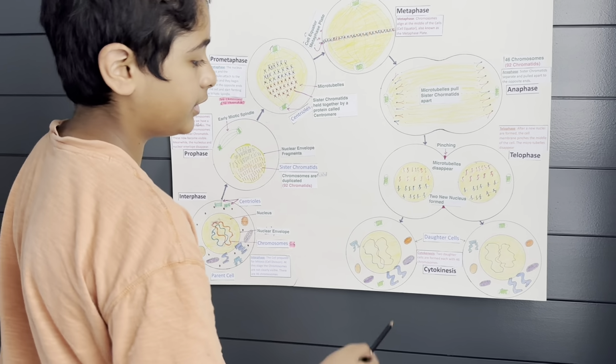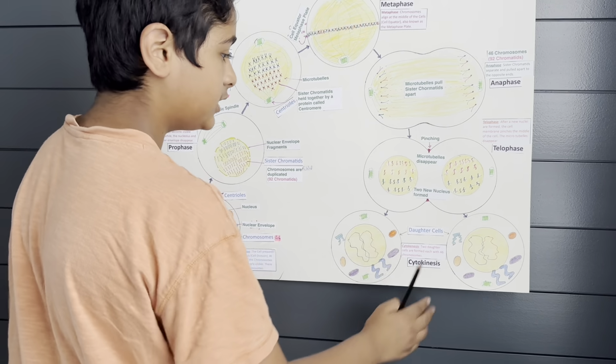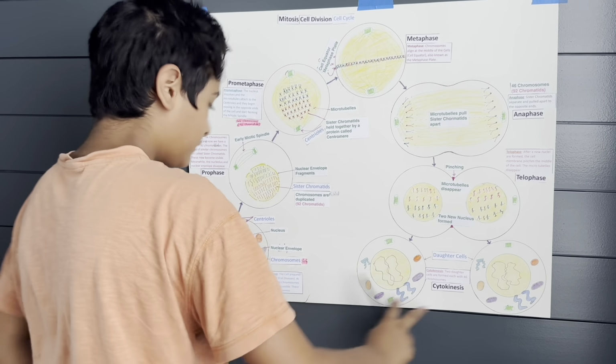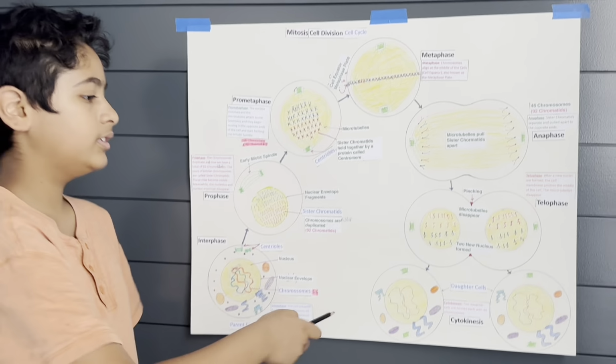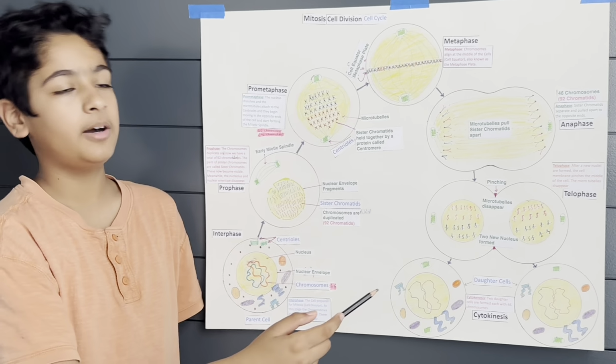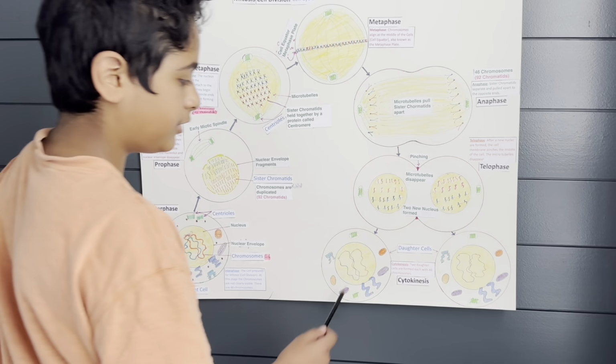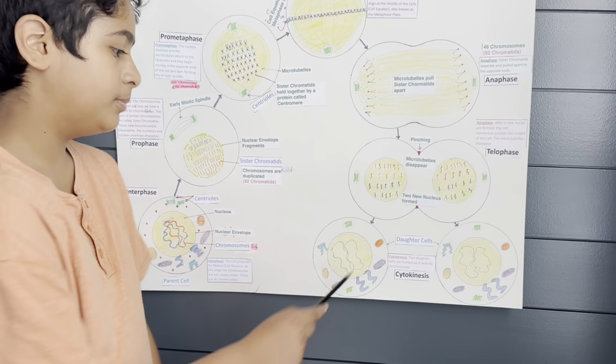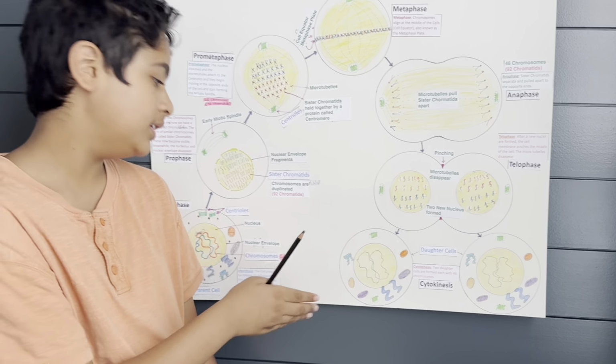And next is the cytokinesis. They fully split, and you got two duplicate cells. These are daughter cells, and this is the parent cell. The daughter cell is pretty much the exact copy of the parent cell. As you can see, the chromosomes here are back again. They're coiled like they were in the beginning. The duplicate organelles have been split evenly.